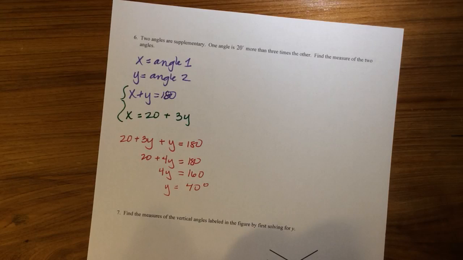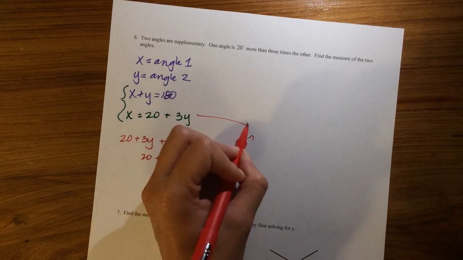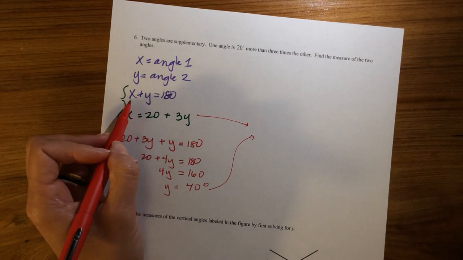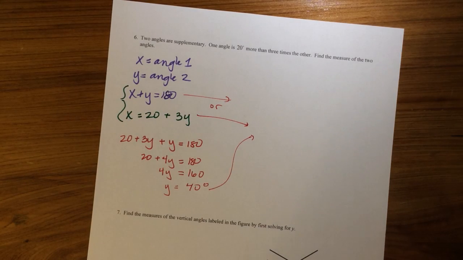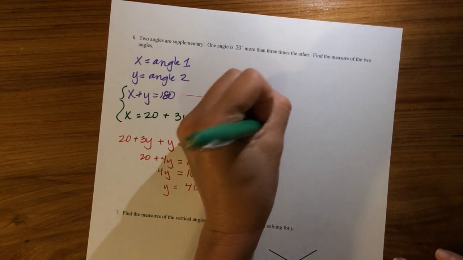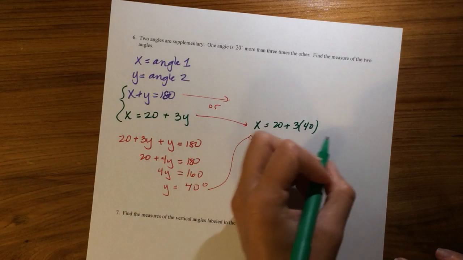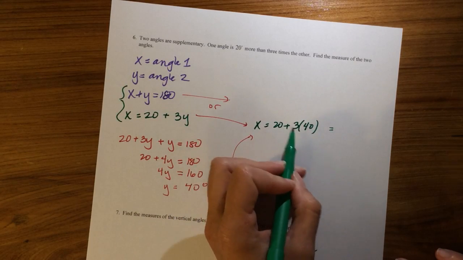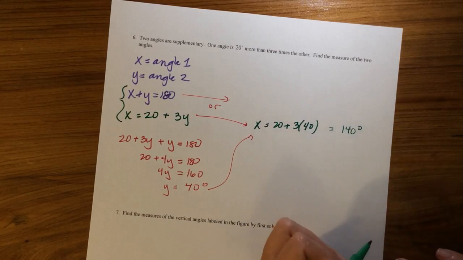Now how do we go back and find x? Going back with the equation we have, you know that x plus y, so it really doesn't matter. You can do one or the other. I'll show you both. x is equal to 20 plus 3 times 40. So 3 times 40 is 120 plus 20, that's 140.